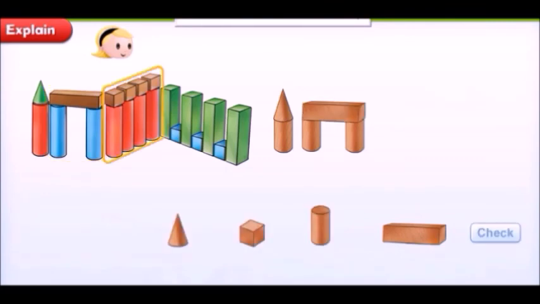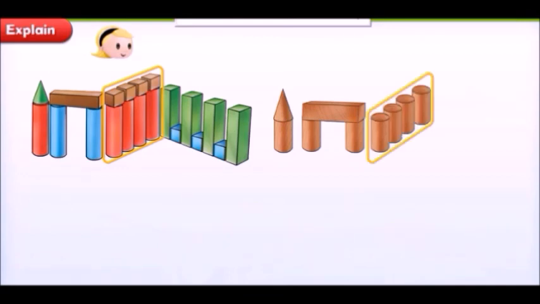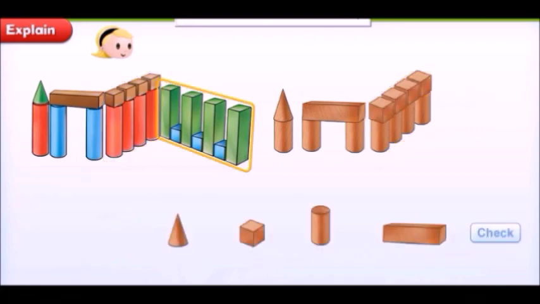Which shapes did Kim use to build this wall? This wall is made of 4 cubes and 4 cylinders. Let's build a model of the castle's red wall. The cylinders form the bottom of the wall, and 1 cube on top of each cylinder.